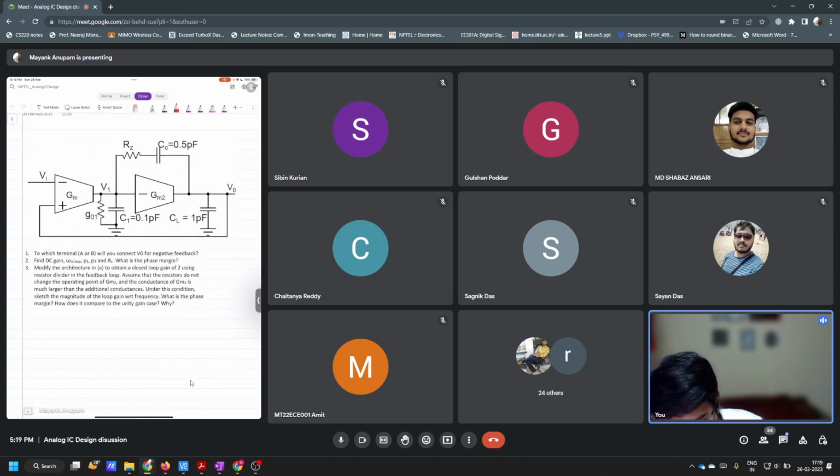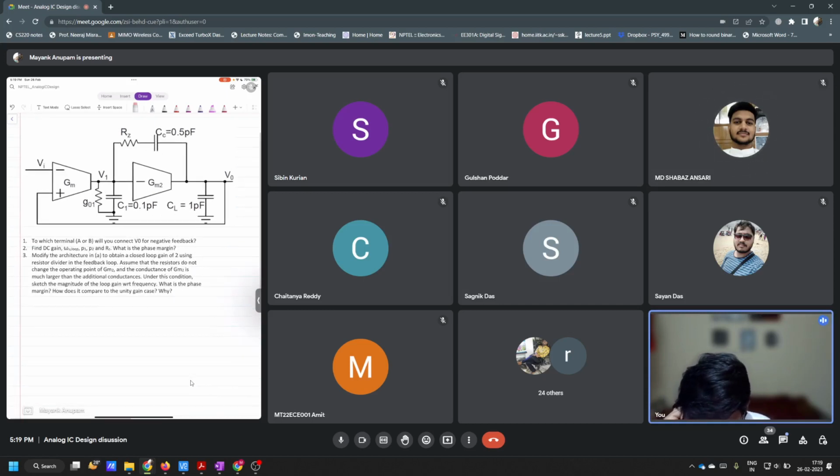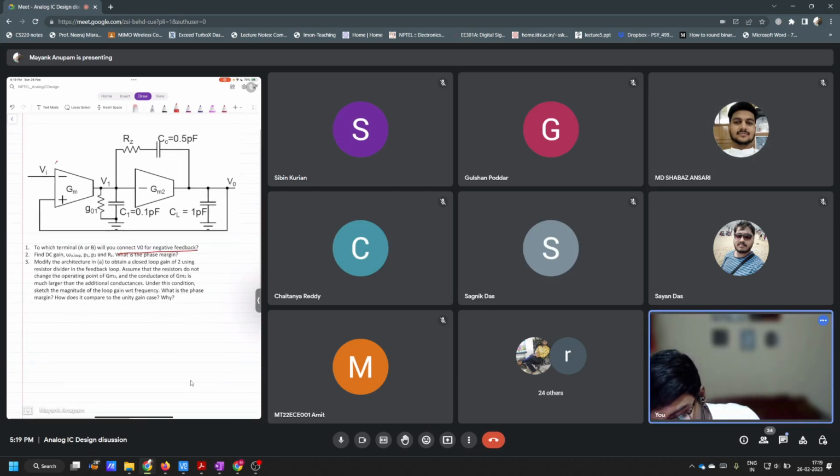So this is a negative feedback op amp, right? A two-stage Miller-compensated op amp, where you also have this resistor. And what is the purpose of this resistor? To avoid the zero. Correct. It's a zero cancelling resistor. Now, first question: to which terminal, A or B, will you connect V0 for negative feedback? Let's say this is A, and this is B. So which terminal should you connect?